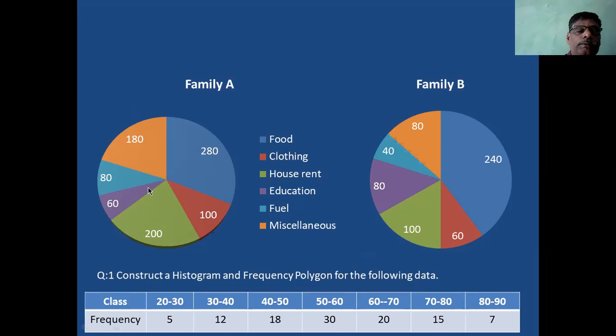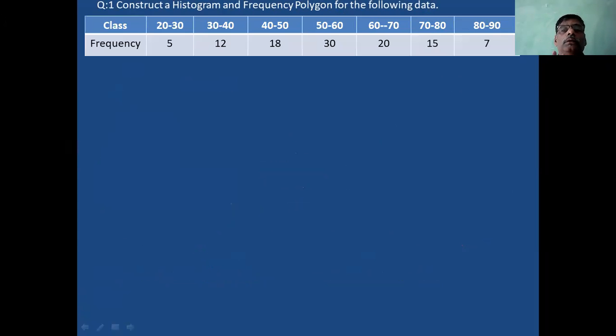Then we come to the graph. Regarding graphs, first question: construct a histogram and frequency polygon for the following data. The classes given are 20 to 30, 30 to 40, 40 to 50, like that up to 80 to 90. Then frequencies are also given.